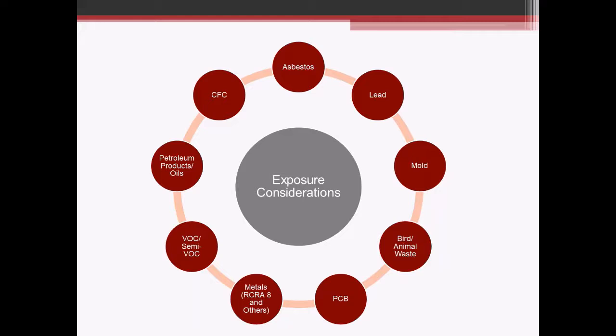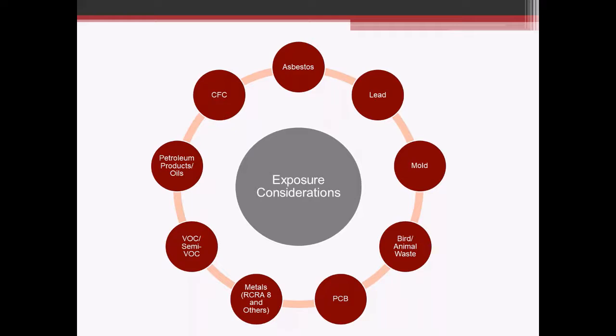So here's a summary of some of the things you might see on the exposure consideration side. Contaminants such as asbestos, lead, mold, an obvious and big one. You don't want to tear into some walls or ceilings and have an exposure issue with mold. Bird or animal waste: if you have a building that's been abandoned, or some active buildings, they might have these waste products in the building that could cause disease if you're exposed to them. So you want to make sure you know where that is and you're handling it properly.